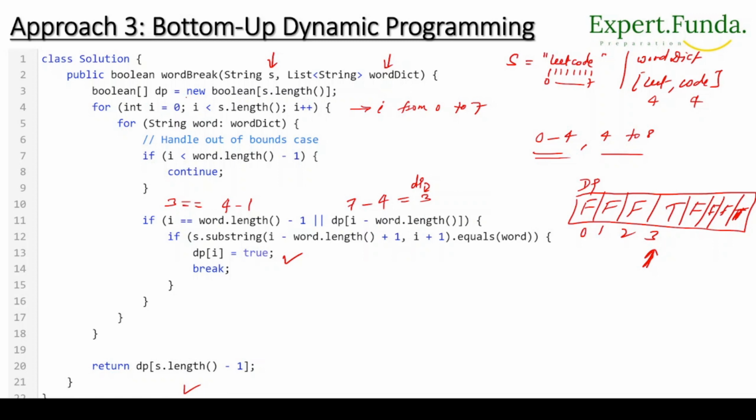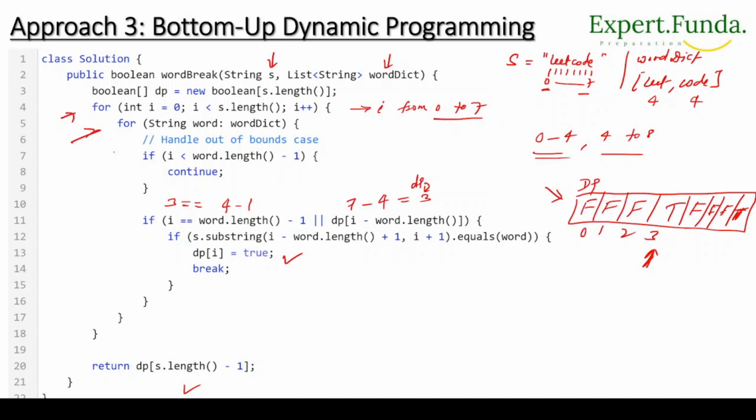First we will create a DP array and store false in it, because when we create a boolean DP array the default value is false. Then we'll start from i on the string, meaning i will go from 0 to 7, because the string contains Leetcode and the index starts from 0 to 7.